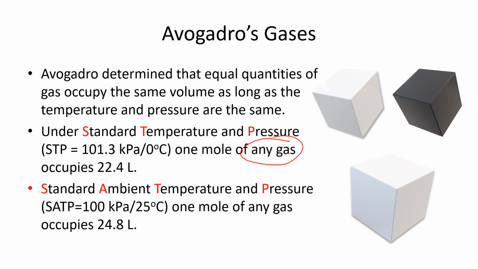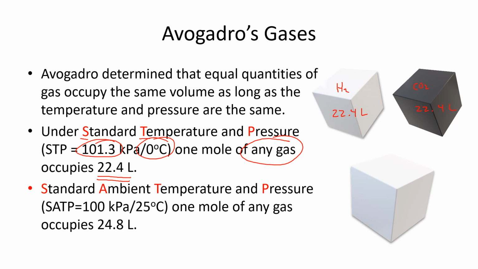So what he found was that under standard conditions, which are 101.3, which is like average atmospheric temperature, and 0 Celsius, any gas would occupy 22.4 liters. So if you had hydrogen gas and you had 1 mole of it under those conditions, that'd be 22.4 liters. If you have carbon dioxide gas under those exact same conditions, same exact space. It doesn't matter what the gas is.